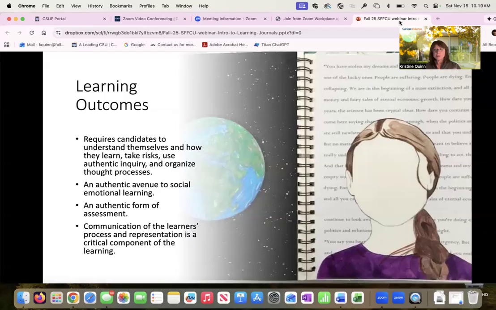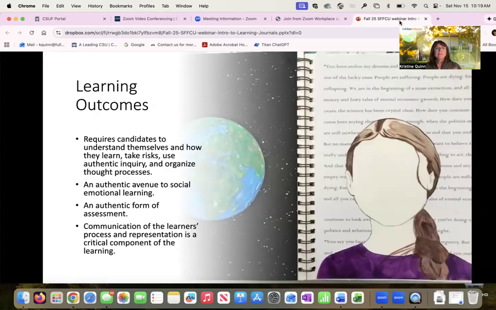Because of those ideas, this is truly an authentic form of assessment where we really get to delve into what students know. Not did they learn the content I wanted them to learn, but what did they really, truly learn and know and be able to do as a result of this process.